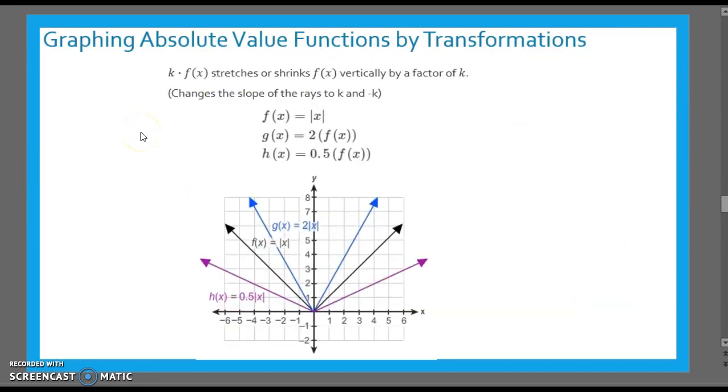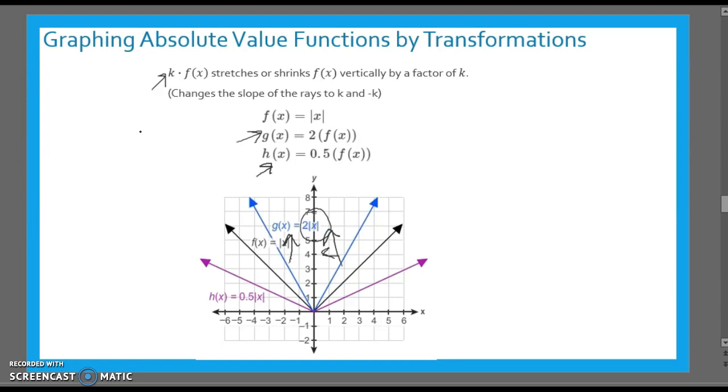If I wanted to vertically stretch or shrink this graph, vertically stretch, I'm going to multiply it on the outside. So if I wanted to vertically stretch it, I would multiply it by 2. 2 times the function, so it would be 2 times the absolute value of x, and that graph would become skinnier. It would go up away from the x-axis.